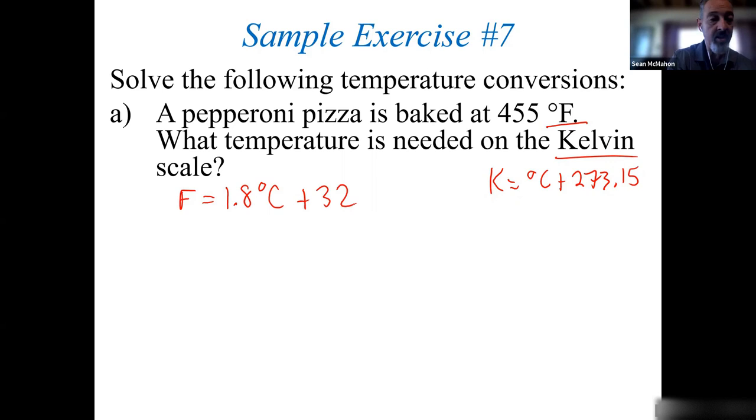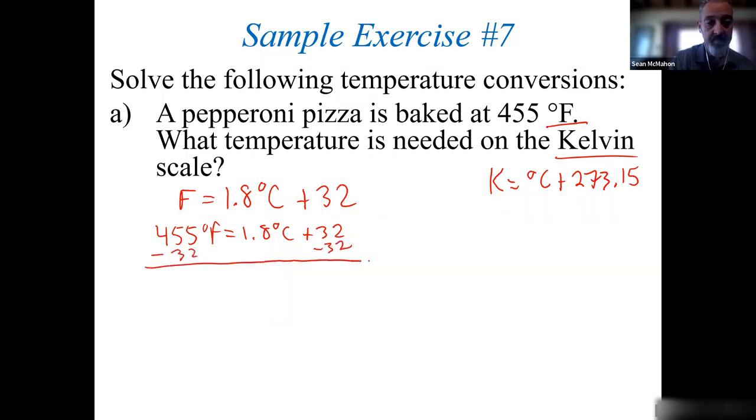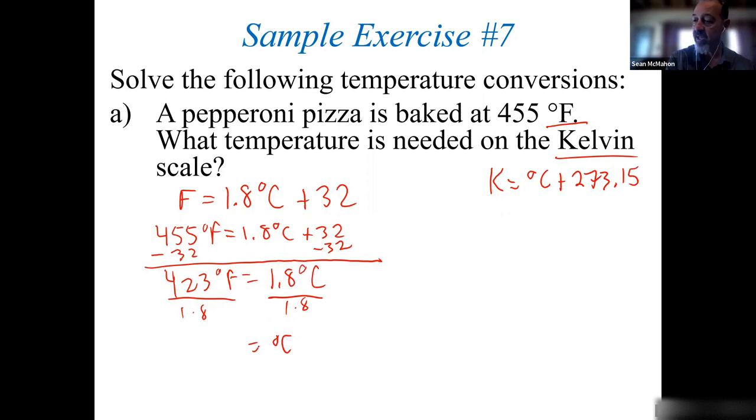So what can I do? Well, I have 455 degrees Fahrenheit equals 1.8 degrees Celsius plus 32. So I'm going to subtract 32 from both sides. And I get 423 degrees Fahrenheit equals 1.8 degrees Celsius. And now to get the Celsius, I divide both sides by 1.8. And my degrees Celsius becomes, what's that? 235.